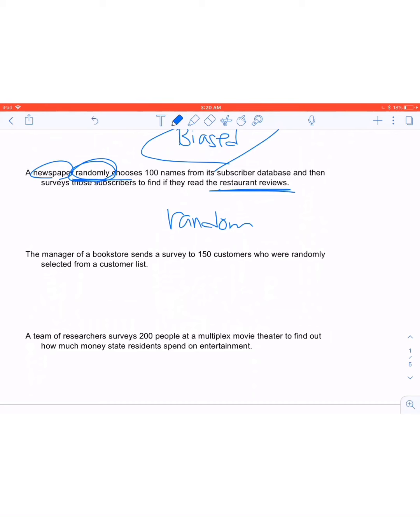Next, a manager of a bookstore sends a survey to 150 customers who are randomly selected from a customer list. Again, random.